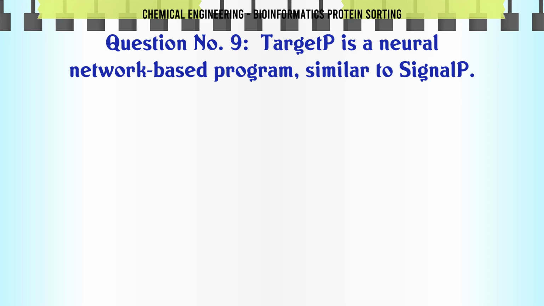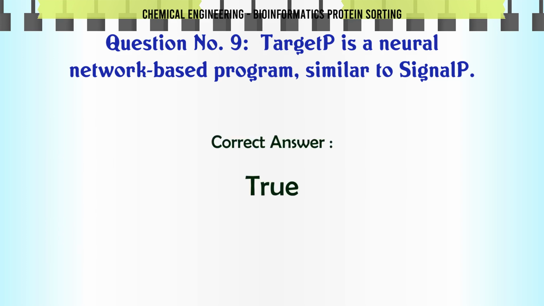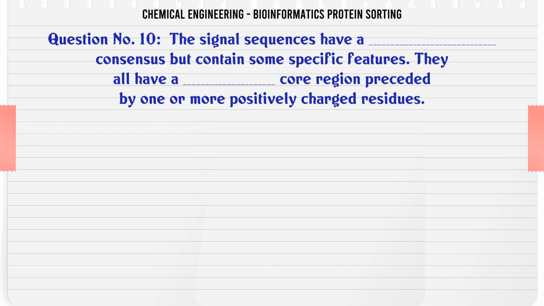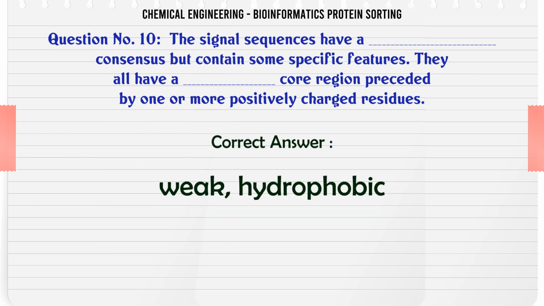TargetP is a neural network-based program similar to SignalP. A. True. B. False. The correct answer is true. The signal sequences have no consensus but contain some specific features. They all have a core region preceded by one or more positively charged residues. A. Weak hydrophilic. B. Weak hydrophobic. C. Strong hydrophilic. D. Strong hydrophobic. The correct answer is weak hydrophobic.